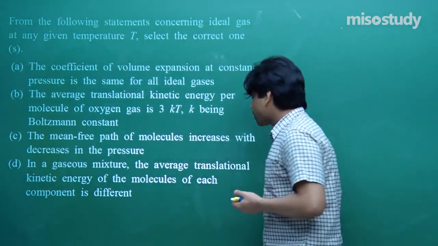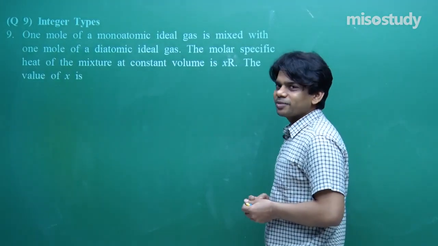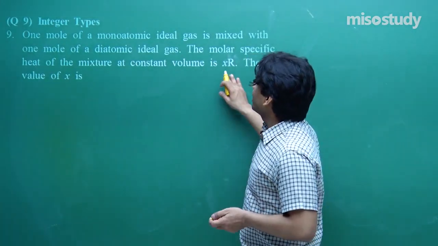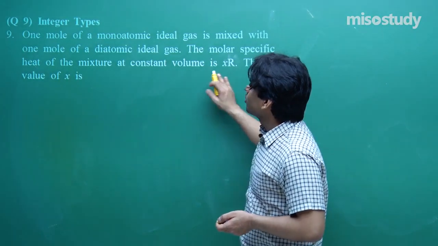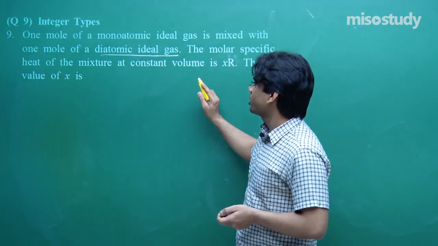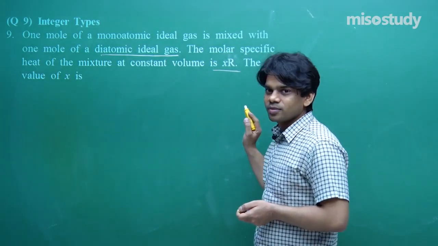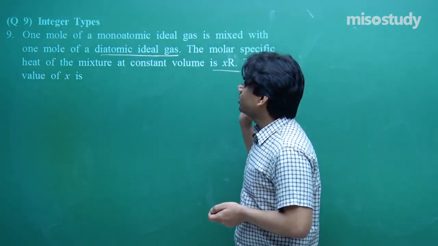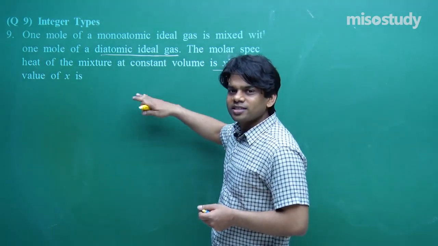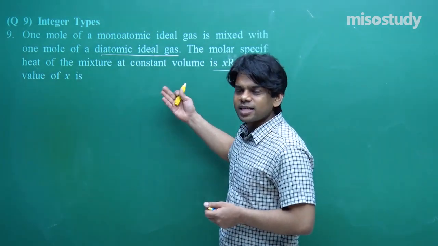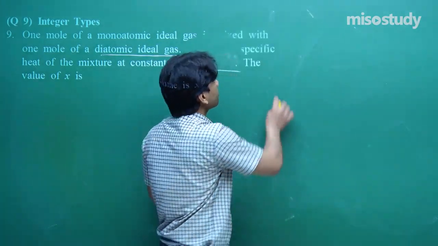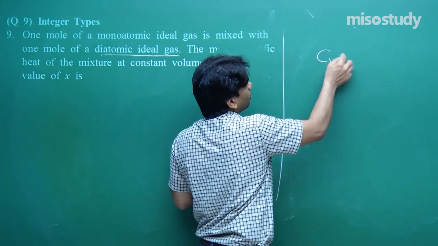Let's go to the next question, question number 9. Integer type, that means you will have one integer as the answer. 1 mole of a monatomic ideal gas is mixed with 1 mole of diatomic ideal gas. The molar specific heat of the mixture at constant volume is XR. The value of X is. This kind of question we already discussed, and the same question can be repeated in your JEE Advanced examination. 1 mole of monatomic ideal gas is mixed with 1 mole of diatomic ideal gas. CV we need to talk about.